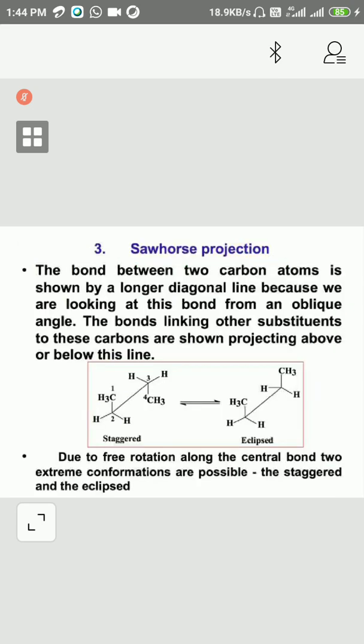Sawhorse projection. The bond between two carbon atoms is shown by a longer diagonal line because we are looking at this bond from an oblique angle. The bonds linking other substituents to these carbons are shown projecting above or below this line. So you can see how it can be shown. If this is staggered, you just bring this carbon to here and you get staggered. You slightly shift that bond here. Earlier in the Newman projection, this carbon-carbon bond was vertical and you could not see this one; you were only looking at this point. Now it is tilted a little bit, and you get this staggered form in the Sawhorse projection. The same way for the eclipsed one also.